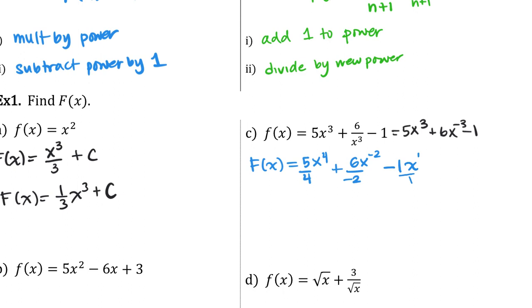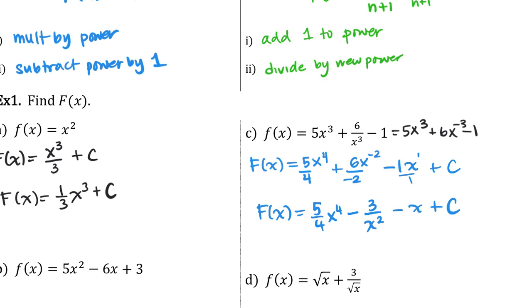Okay, I am going to simplify this, but since this is an antiderivative, there could be some constant at the end that I don't know about, because when I take the derivative of that, it goes to 0. So let me rewrite this as a nicer answer. So this is going to be 5/4 x to the 4th minus 3x to the negative 2. So let's make this minus 3 over x to the 2 minus 1x. Actually, let's just make it minus x. And then plus c, because there might be a constant at the end.